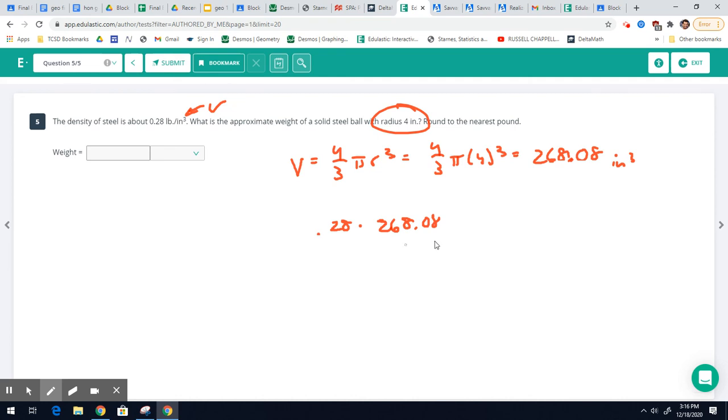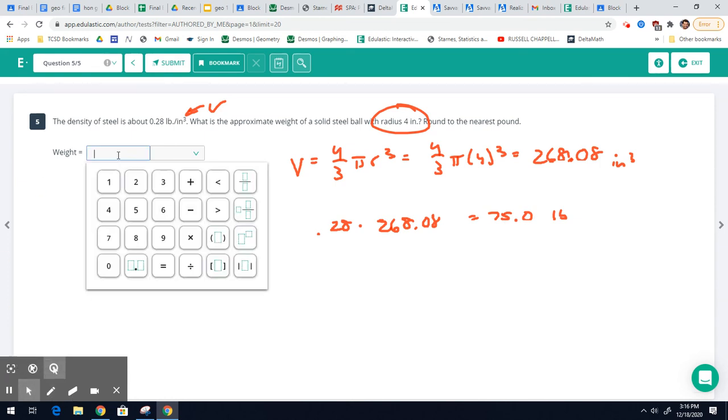I got 75.0. The 0 leaves the 5 alone, and that's in pounds. 75 pounds.